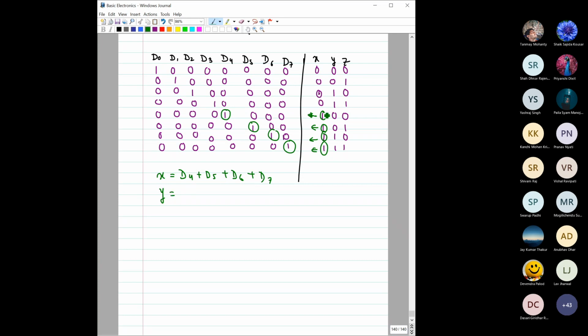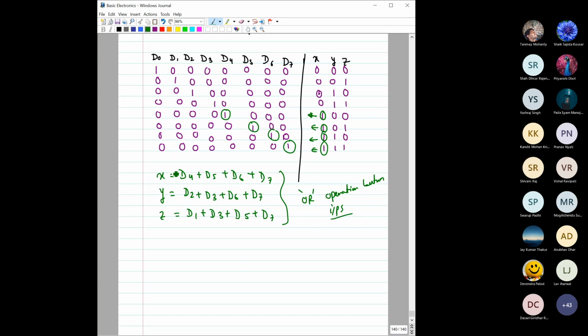Okay. What will be Y? Please tell me quickly. Sir, D2 plus D3 plus D6 plus D7. Okay, Z. D1 plus D3 plus D5 plus D7. Right. So basically, you see, it is just the OR operation between inputs. It's nothing else.